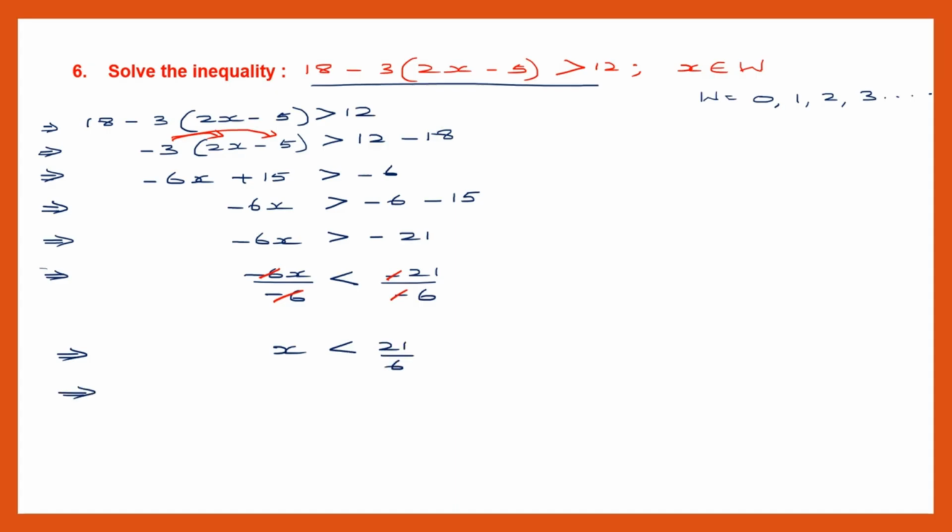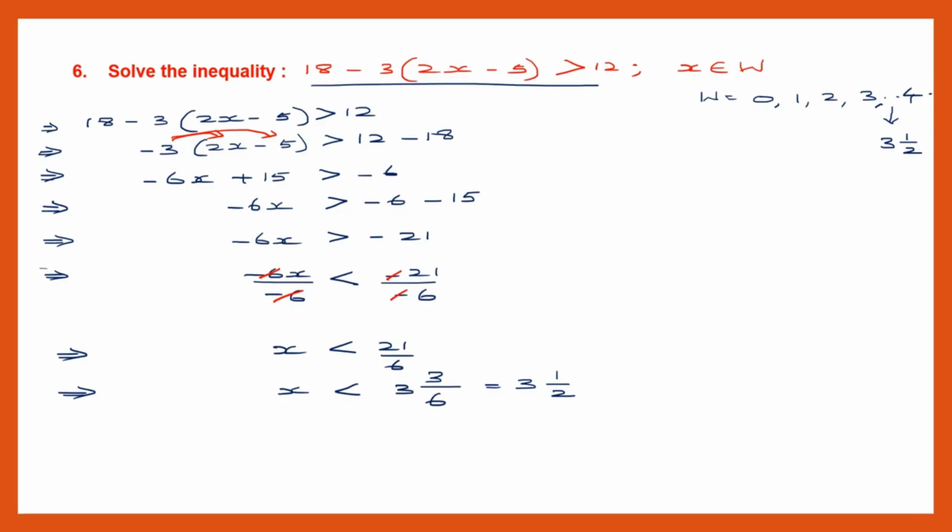That means x is less than, how much is 21 by 6? 6 threes are 18, 19, 20, 21, 3 by 6. 3 by 6 is 1 by 2, so that is 3 1 by 2. That means x is less than 3 1 by 2. So what are all my whole numbers that are less than 3 1 by 2? So 0 is less than 3 1 by 2, 1, 2, 3 also, because the next number is 4 and in between this you will find 3 1 by 2.